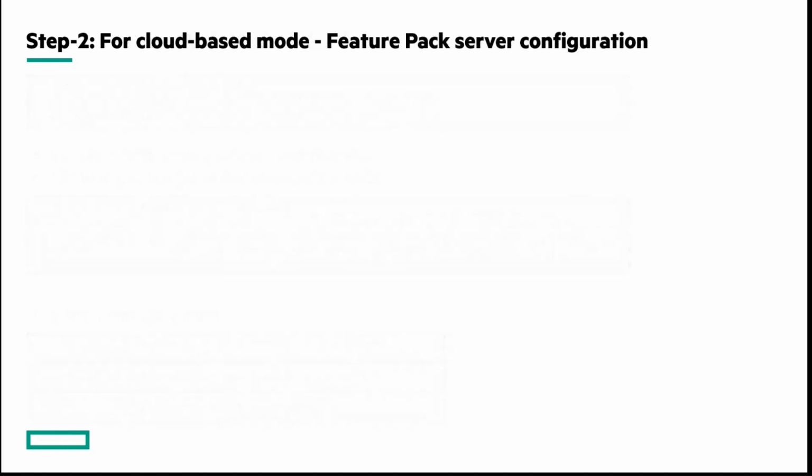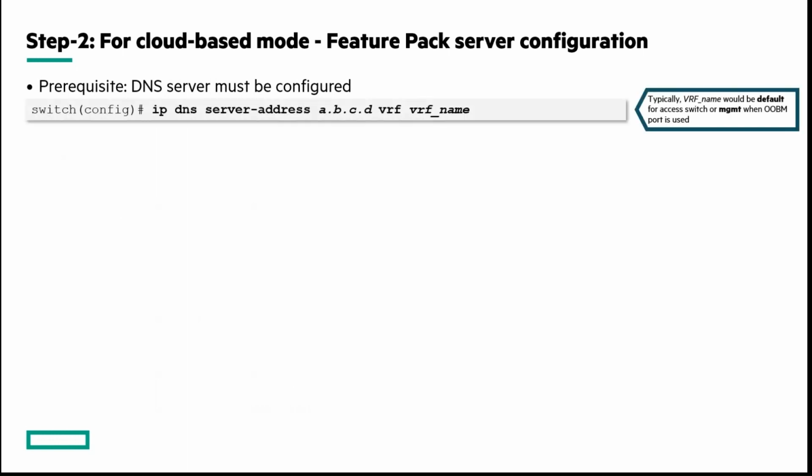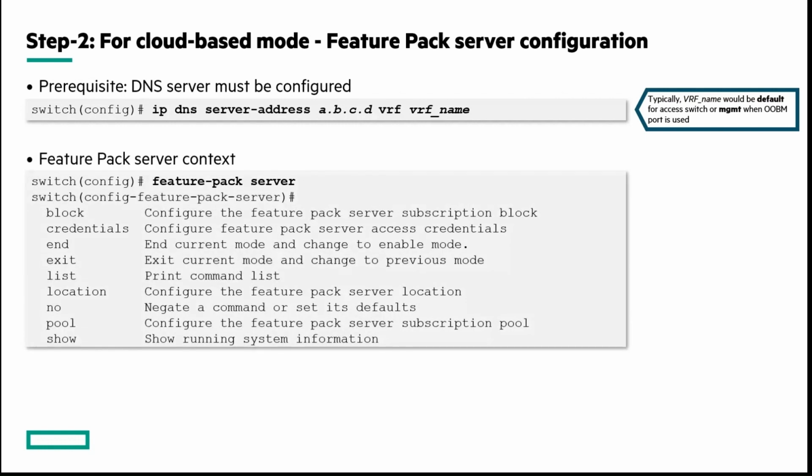If you go for the cloud managed mode, the first thing you have to do is to configure the DNS server. If you are using the default VRF, the default keyword should be mentioned, or if out-of-band management is used, please enter VRF as MGMT. Then the user has to enter the feature pack server context to configure the server details.